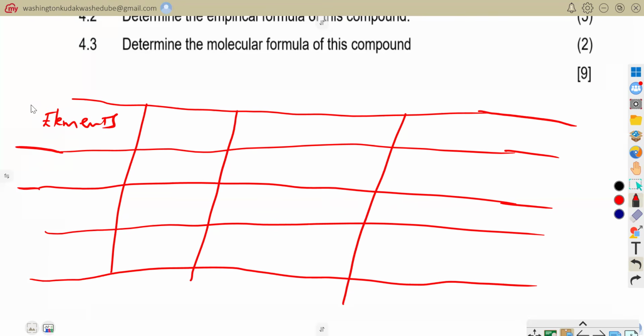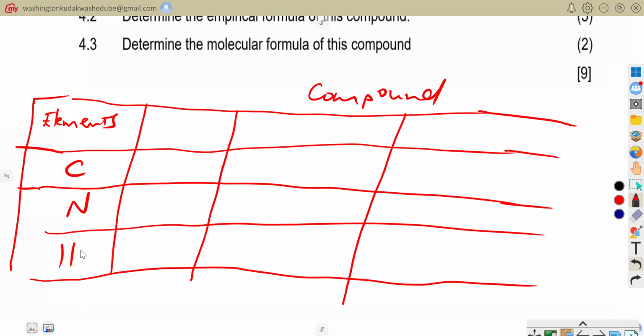So that would be for elements. You need to list down the elements within your compound. Within my compound, there is carbon, there is nitrogen, there is hydrogen. And then my compound is given in percentage. So I can take a basis, which is just to assume a certain mass of my compound to be equal to 100 grams. So that 1% will be equivalent to 1 gram.